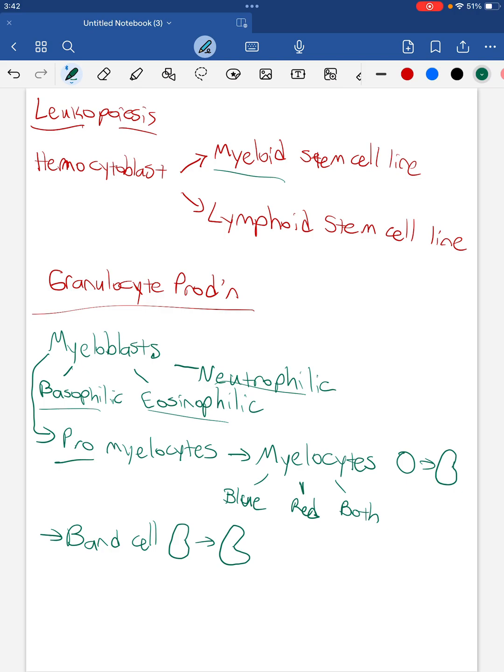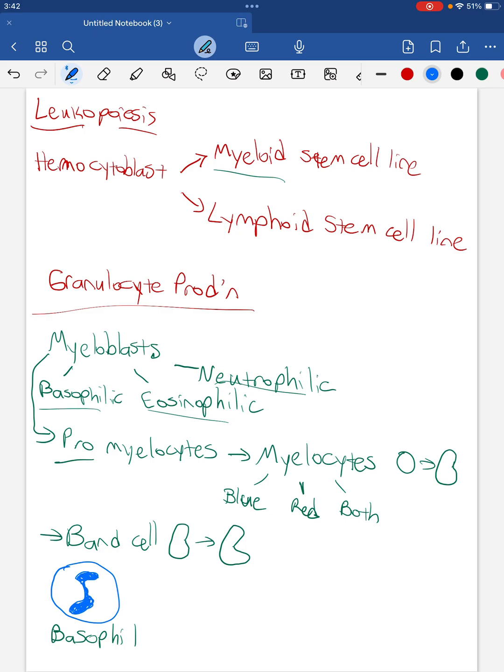So our basophil, we'll draw the whole thing in blue. Our basophil is going to have a nucleus that looks kind of S-shaped. So here's our basophil. It's going to be more like an S shape, so it kind of looks like this. Something like that, and it's going to look filled in.